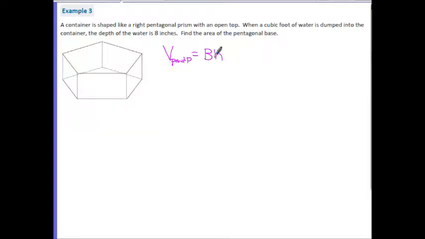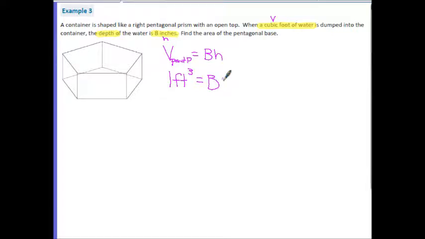So I'm looking to find this. In order to find that, I would need to know the height and the volume, which they actually do tell us here. First, it says a cubic foot of water is dumped into the container and it creates a depth of 8 inches. Now that is actually going to give me my height here, and the cubic foot of water is going to be my volume. So let's go ahead and plug those into the formula. So we have 1 cubic foot is our volume.